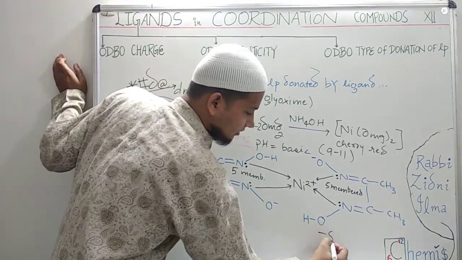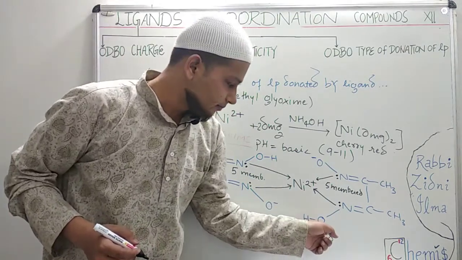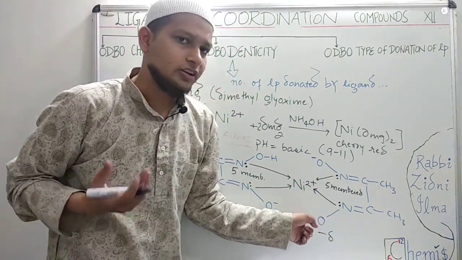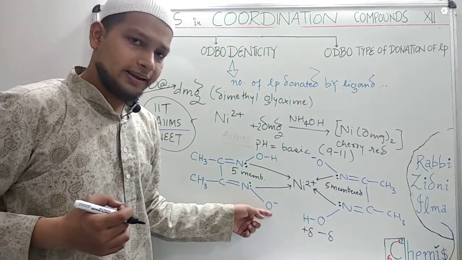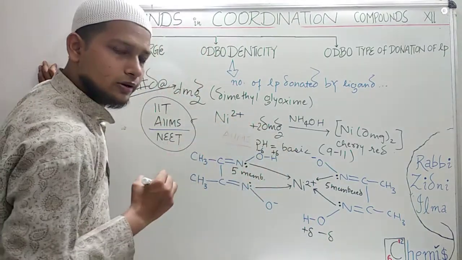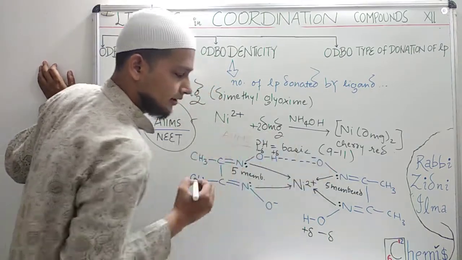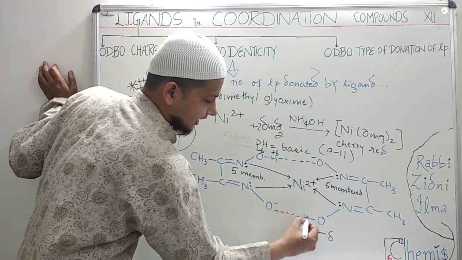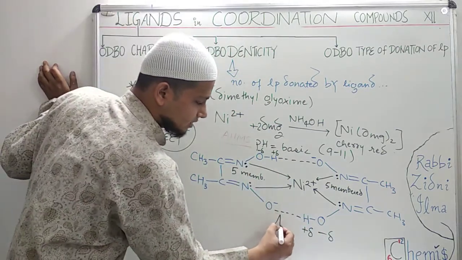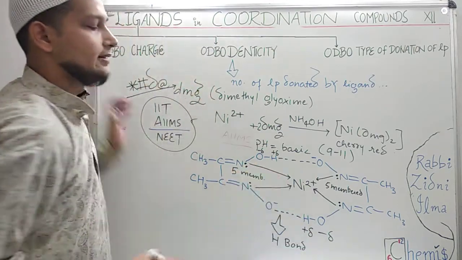This OH is partially negatively charged due to the electronegativity of oxygen and electropositivity of hydrogen. This is a partial negative charge. Same goes here, a minus here, a plus here. And now plus-minus, short attraction, there will be bonding, and this is what? A hydrogen bond, a weak bond which binds both DMG molecules.